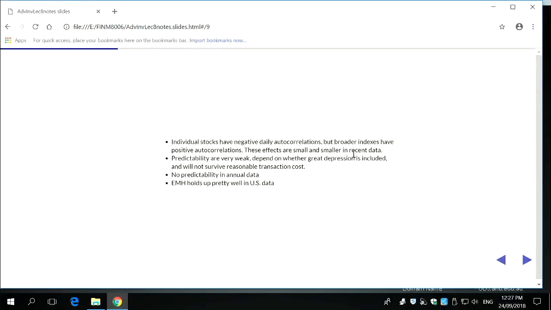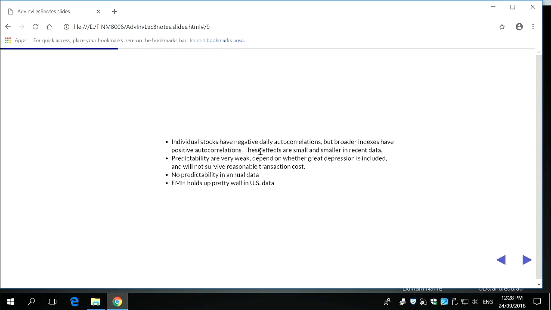So instead of going through all this, let me summarize what people have found in testing all those efficiency regressions. I think starting from the 1980s, numerous papers and numerous people have been looking at all aspects of those prediction problems. But to summarize, in individual stocks you have negative daily autocorrelations. But in the broad index, usually you'll find positive daily correlations.